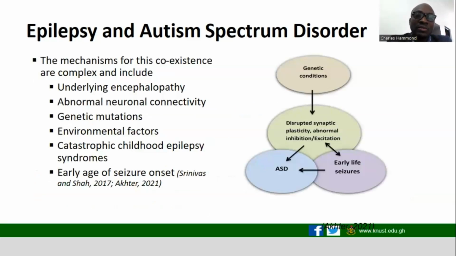The mechanisms for the coexistence of epilepsy and ASD are complex and probably include underlying encephalopathy, which is driving both conditions, abnormal neuronal connectivity, genetic mutations, and environmental factors. Sometimes catastrophic childhood epileptic syndromes and early age of seizure onset have all been reported to be risk factors for developing ASD in children with epilepsy. We know that some genetic conditions will lead to disrupted synaptic plasticity and abnormal excitation of neurons, and that could produce epilepsy early in life, and could also produce ASD. But at the same time, the seizures could also lead to ASD. So it's quite a complex association.